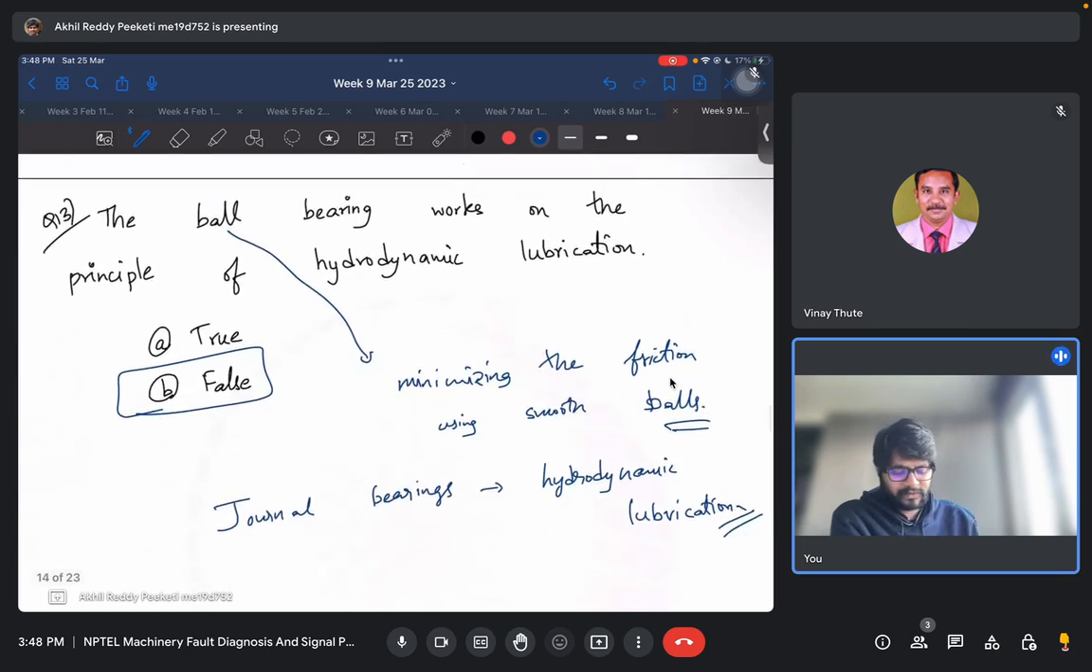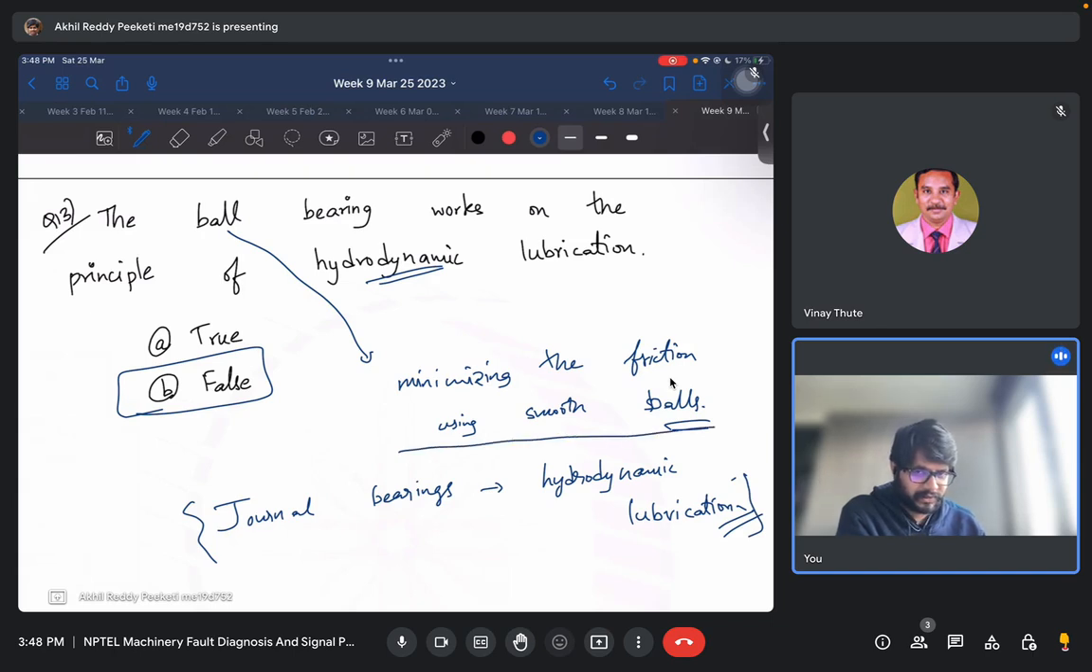The ball bearing works on the principle of hydrodynamic lubrication. Journal bearings work on the principle of hydrodynamic lubrication, and ball bearings work on minimizing the friction using smooth balls. So it's false.